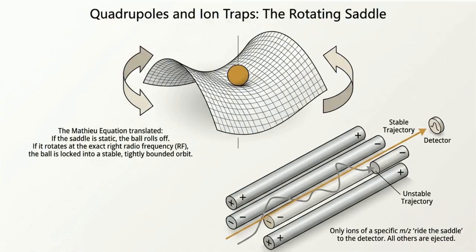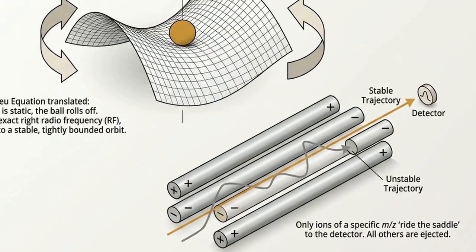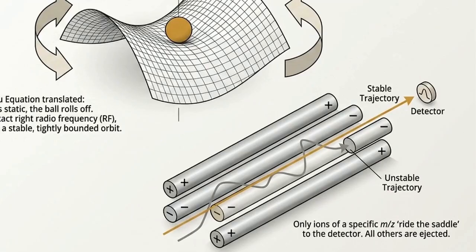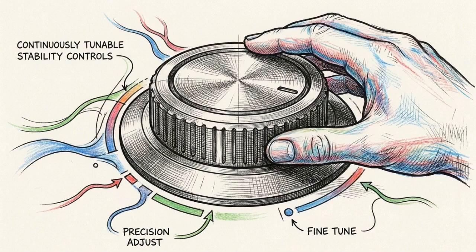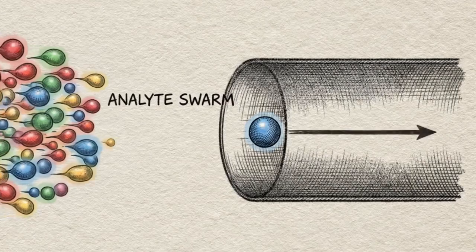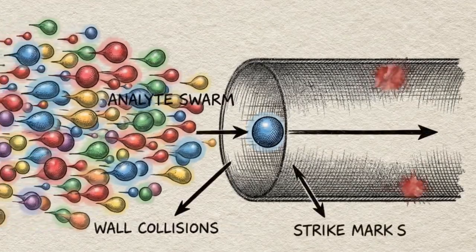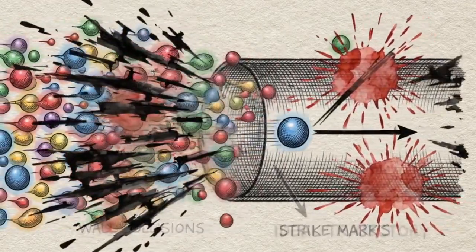This creates trajectory stability. For a given ratio of electrical fields, only a very narrow window of m/z values can ride the saddle, maintaining a stable corkscrew trajectory all the way to the detector. For all other non-resonant ions, the field is out of phase. Their oscillation amplitude wildly increases until they crash into the metal rods and are annihilated. The quadrupole acts as a continuously tunable stability filter. It purposefully destroys the vast majority of ions entering the chamber to isolate and measure one specific mass.